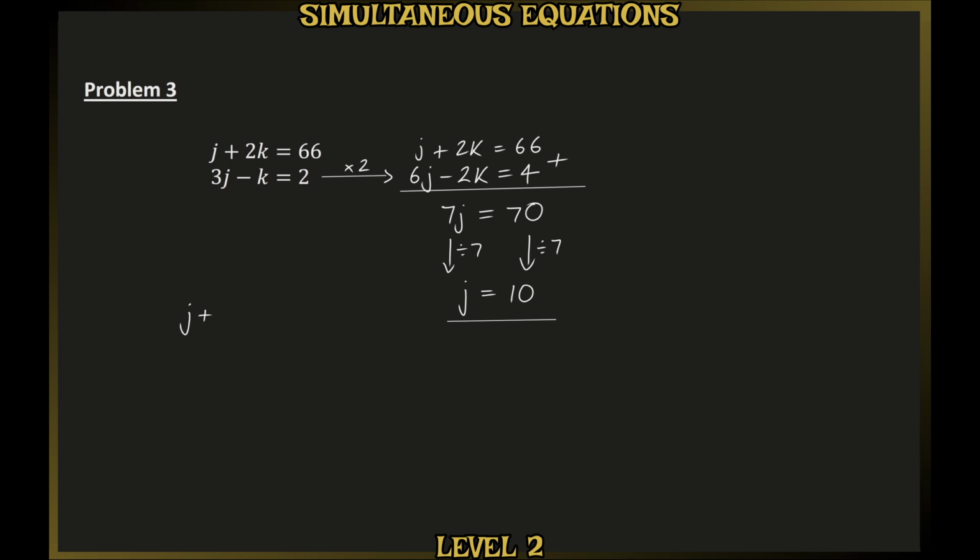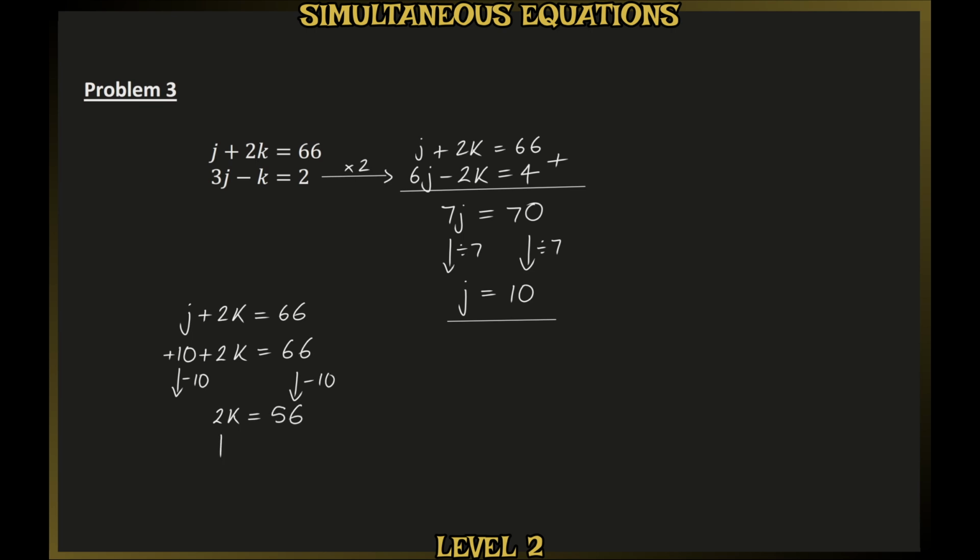So starting with j plus 2k is equal to 66, we can replace the j with 10, so this becomes 10 plus 2k is equal to 66. We can start solving by removing the 10 from the left-hand side. This is a positive 10, so to remove it, we're going to subtract 10 from the left, and also subtract 10 from the right. On the left, the plus 10 and the minus 10 cancel out to leave us with 2k, and on the right, 66 minus 10 is 56.